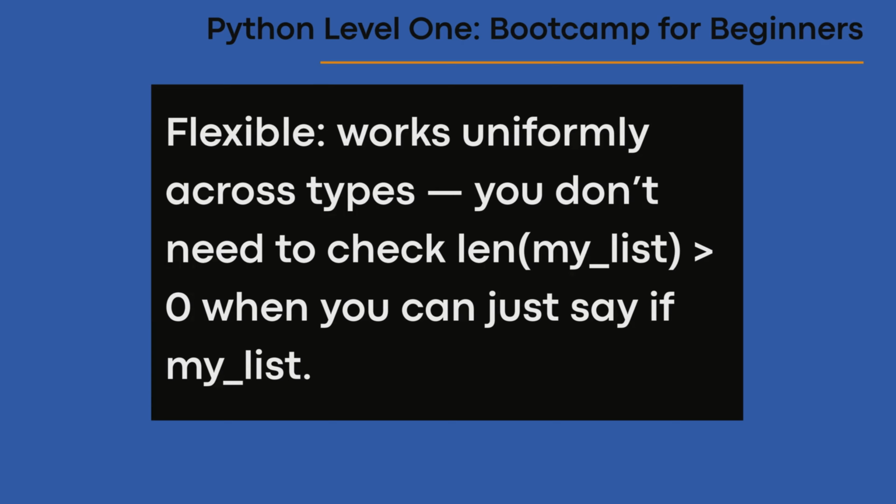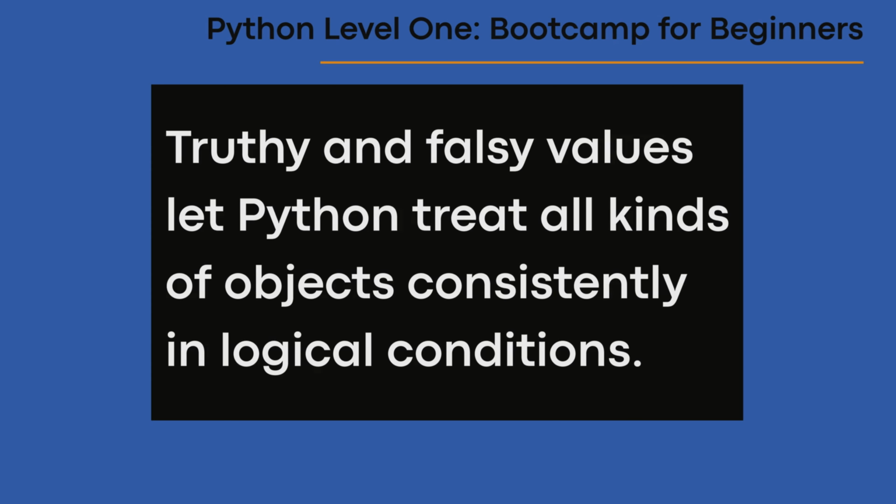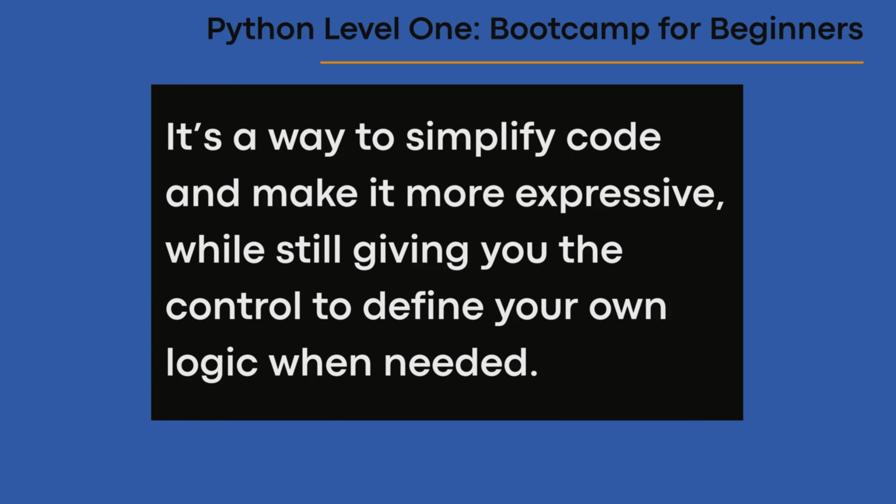You don't have to use the operators like greater than or less than or things like that in the situations where this is helpful. And when you get into more advanced topics, you'll find it's also customizable for defining truthiness for classes and so on. But that's outside of the scope of this course. So truthy and falsy values allow the Python language to treat all kinds of objects consistently in logical conditions. It provides a way to simplify code and make it more expressive while still giving you the control to define your own logic when needed.